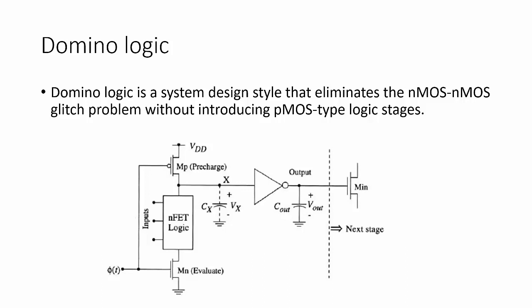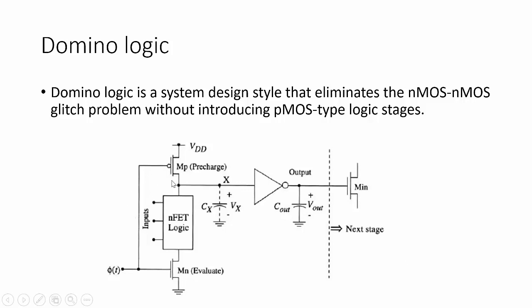So this is the structure of the domino logic used for our design. In domino logic, there is no PMOS section. There is only a pull down section, that is, the NMOS section. In this, a clock signal will be used. The clock signal has two modes: evaluation mode as well as pre-charge.